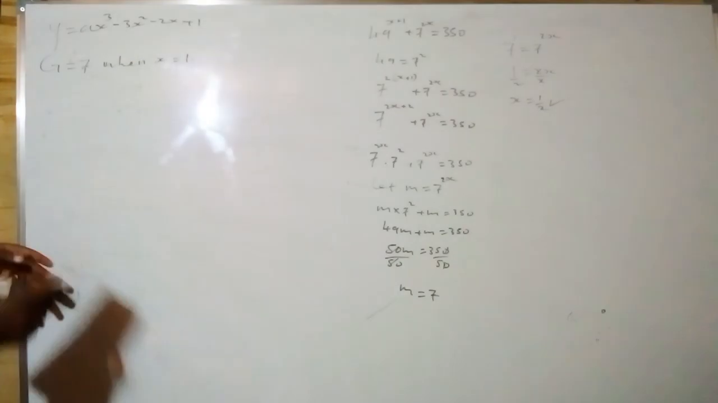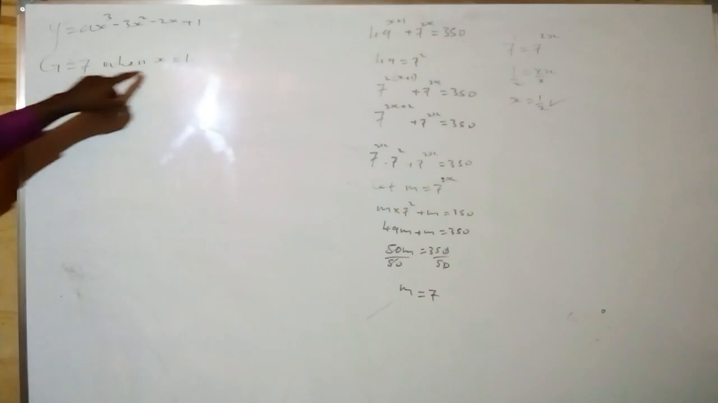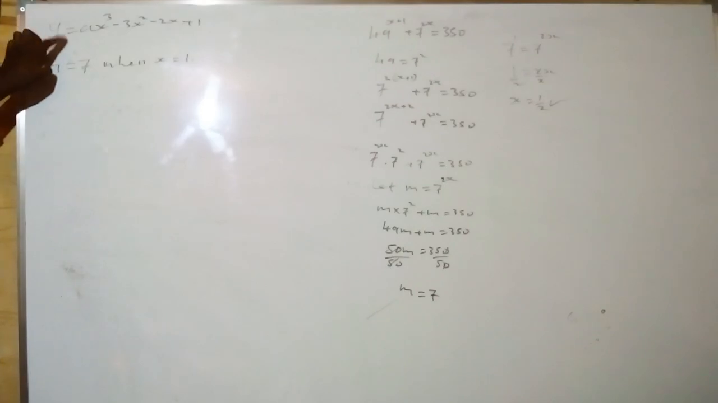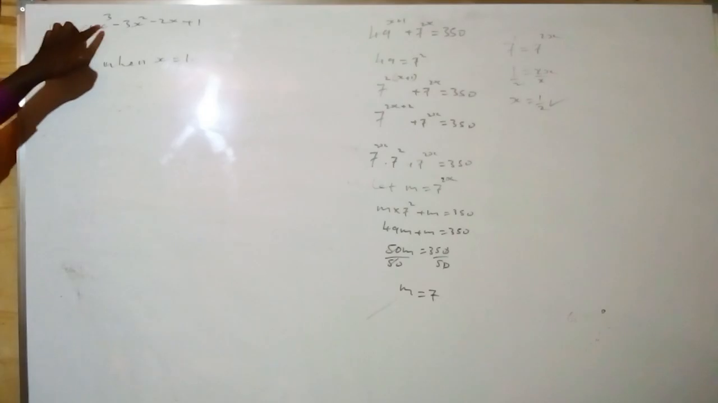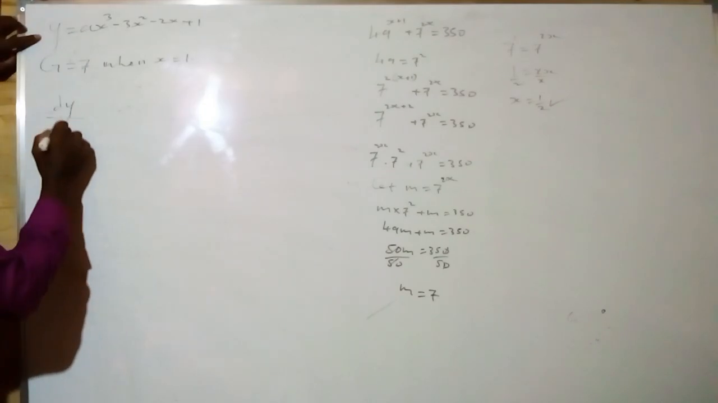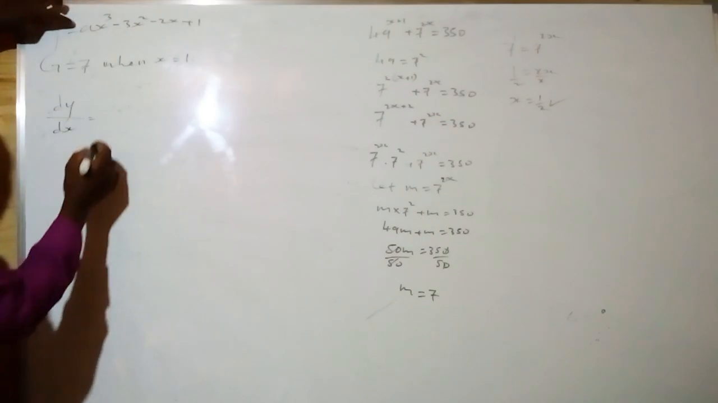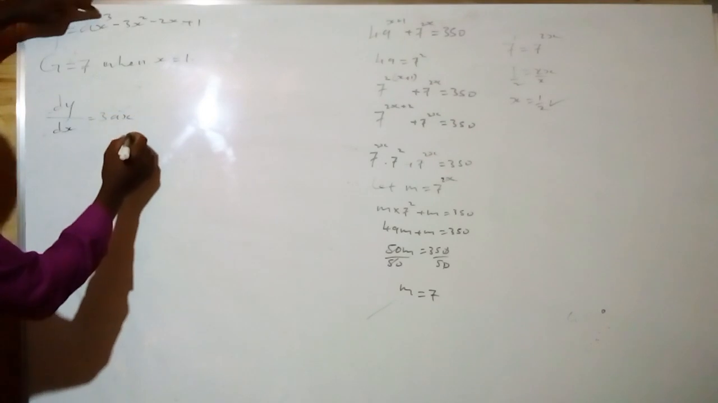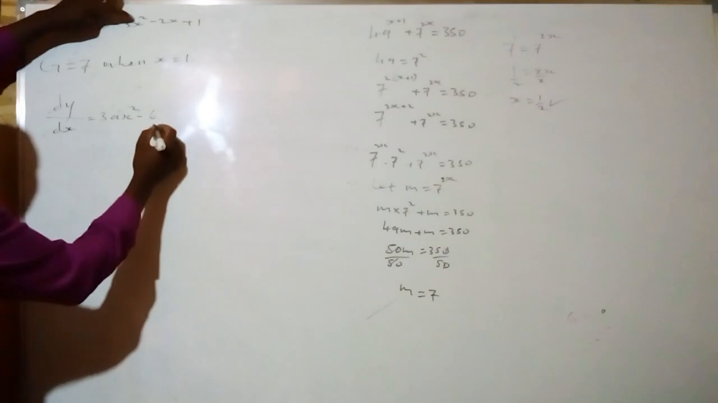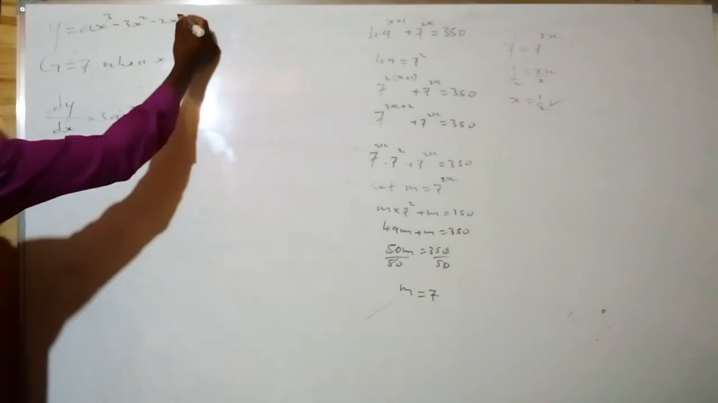This is the equation that you are given. The gradient is 7 when x is 1. If this is a gradient, you are supposed to differentiate this equation with respect to x. To differentiate, dy over dx is equal to 3 times 1, 3 times 1 is 3, ax, then 3 minus 1 is 2. Minus 3 times 2 is 6, 2 minus 1 is 1 there. Minus, here we have 1 times 2, it's 2.